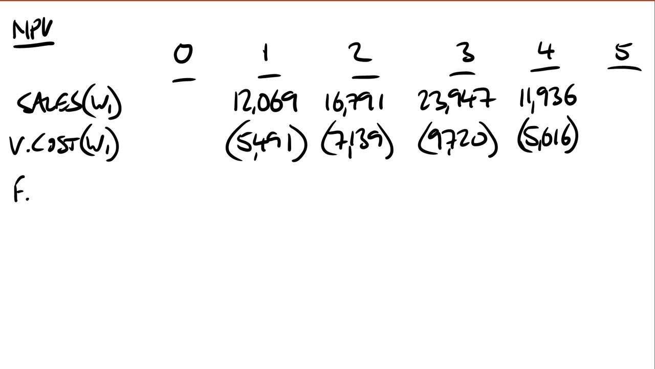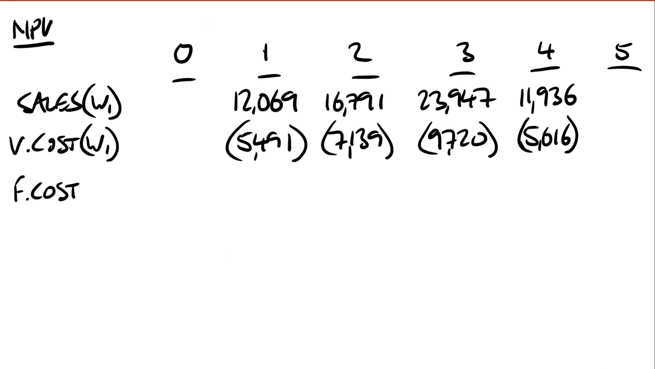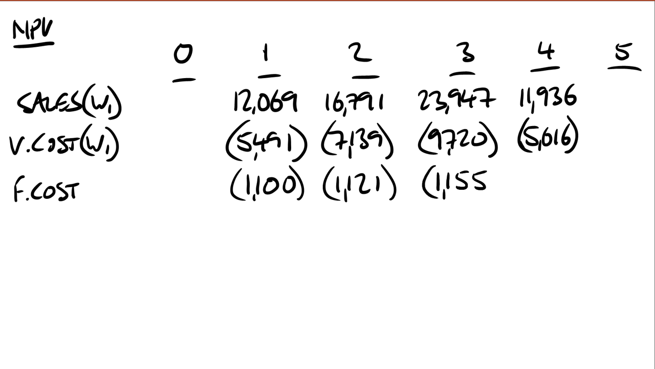Lastly, fixed costs. We are just going to take them directly, as we said, from here, because they're given in nominal terms, means they're already inflated. We just need to write them in. So fixed costs 1100, then 1121, then 1155, and lastly 1200.